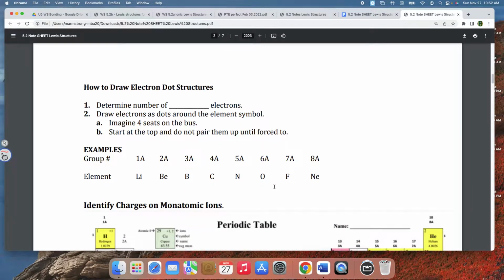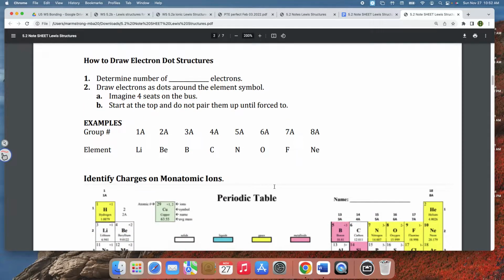So how to draw electron dot structures. I think you did this in biology. So you determine the number of valence electrons, and you draw the electrons as dots around the element symbol. It's a little bit like 4 seats on a bus. They can hold 2 dots per seat, and you put it north, south, east, and west. I don't care how you arrange it around there, as long as you don't have more than 2 on each side.